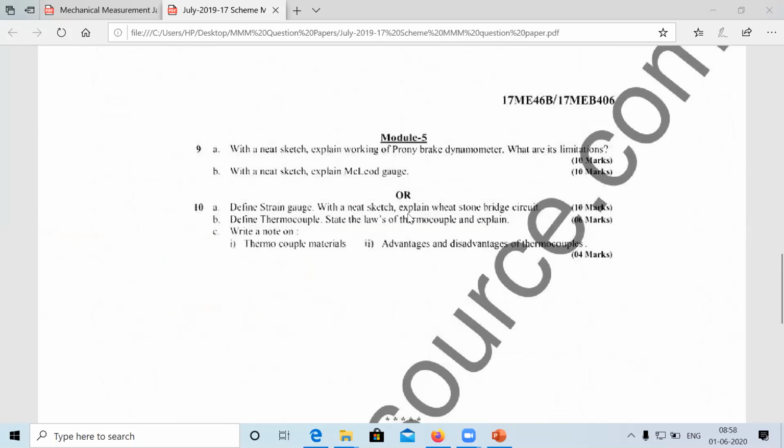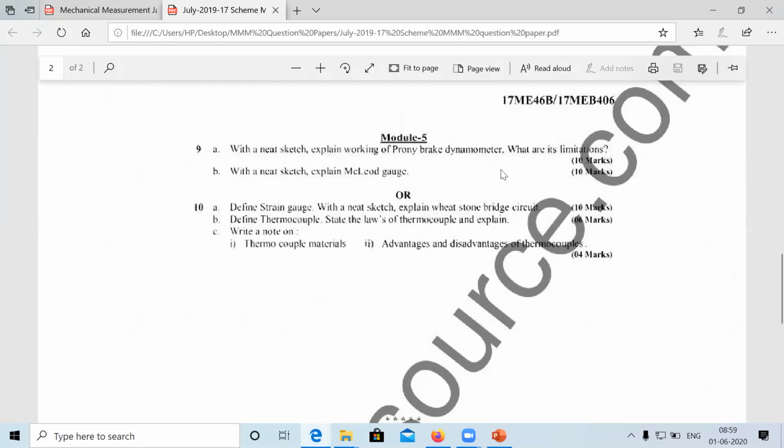I'm just showing you. Here also they have asked you to draw and explain the working of the Prony brake dynamometer, but it is for 10 marks. They have added the limitation part also. So you need to entirely explain the working, construction, and the sketch with its advantages and limitations. And here again, with a neat sketch, explain the McLeod gauge, for 10 marks. Even if it is not asked, kindly list any limitations and advantages, and the working principle associated with it.